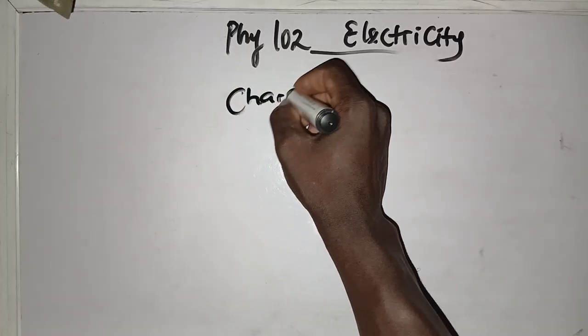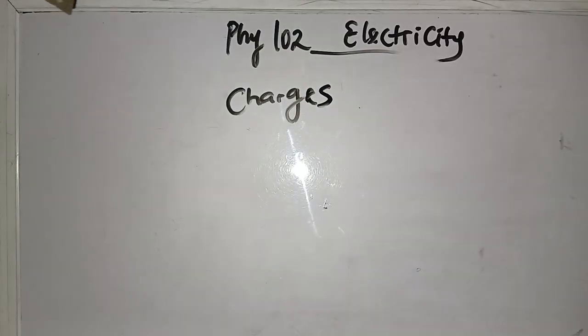So hello guys, physics 102 electricity. Let's quickly talk about the introduction to electricity. Now the introduction is that we cannot have electricity without charges. So for us to have electricity, charges must be present. Charges must be present. Are we together?